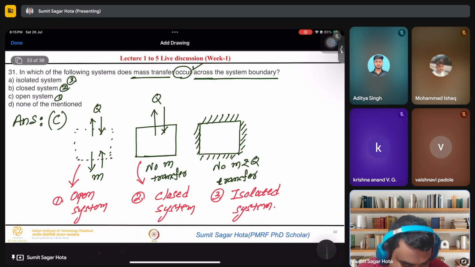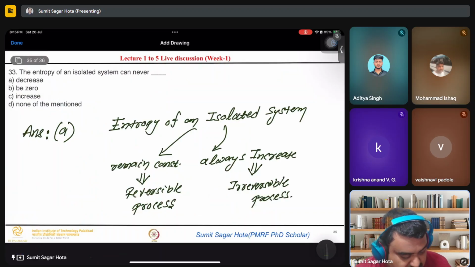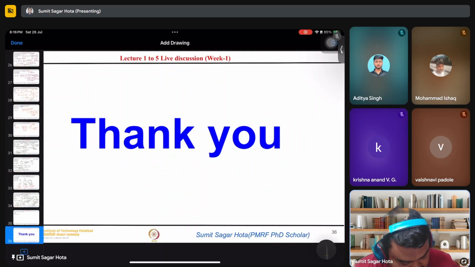As compared to the system, the heat and mass actually matter. If there is a 1 kg system and 0.5 kg is transferred, then obviously there is a mass transfer, and it will be an open system. So like that we can assume the open system and isolated system. With this we end the section.